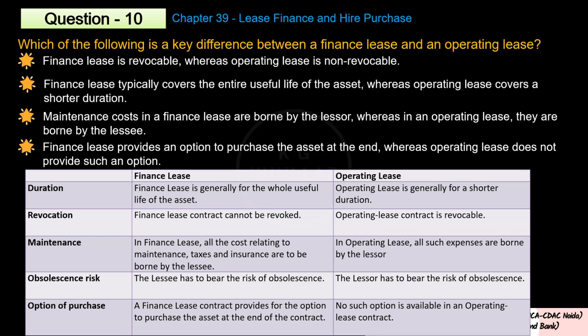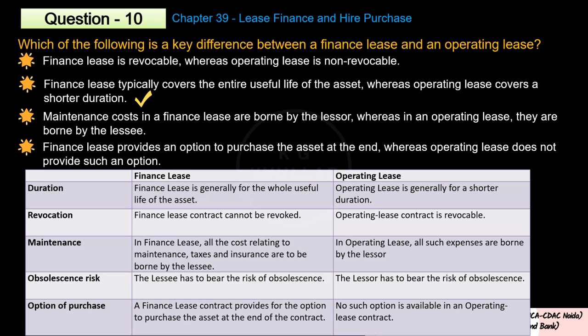Now friends, please note a finance lease is formed to cover most or all of the useful economic life of an asset, effectively making it similar to purchasing the asset with the benefit of spreading payments over time. Now this type of lease is generally non-cancelable, ensuring that the lessor can fully recover the cost of the asset including interest through lease payments over the lease term.